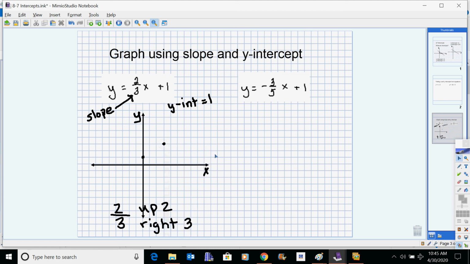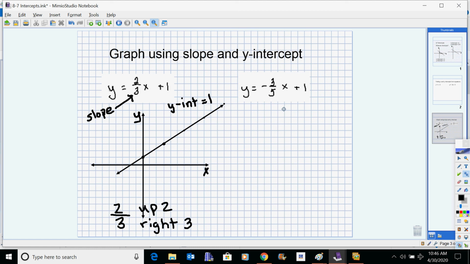And I can find another one and go up 2 and right 3. And I could find another one, up 2, right 3. You follow that pattern on and on, using your slope and your y-intercept. Brand new concept for you guys. Then you make a nice straight line down through all of your points, noting that the pattern is continuing: up 2, right 3, up 2, right 3. You're using your slope and your y-intercept.